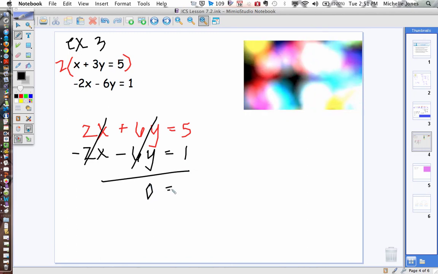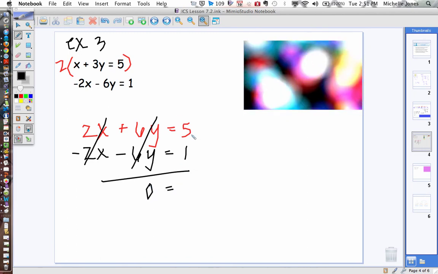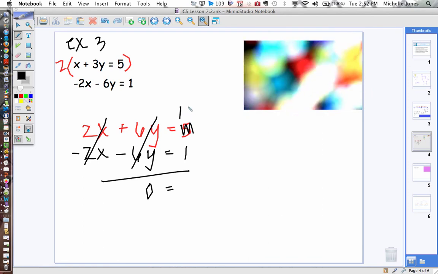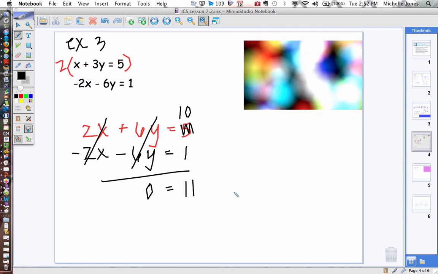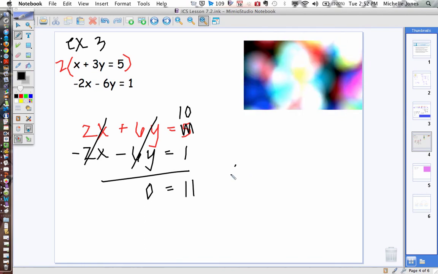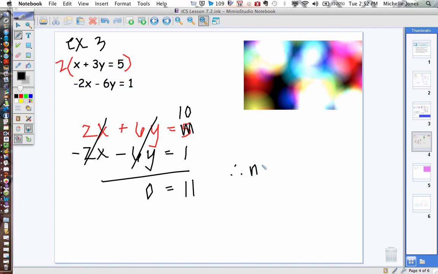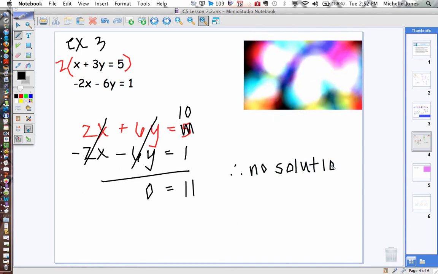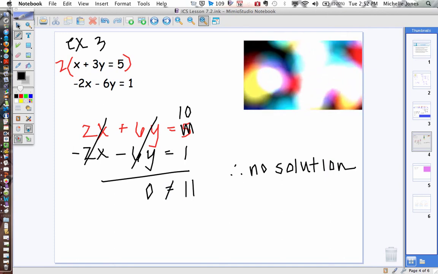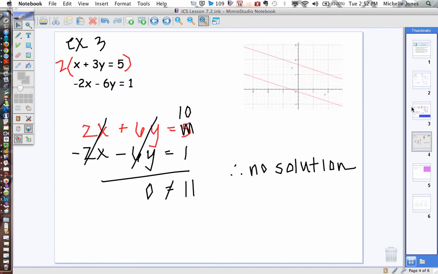So you're left with 0 equals, oops, let's change this to a 10. We're going to multiply the whole thing through by 2. So 0 equals 11. Does 0 equal 11? No. Therefore, this system has no solution. This is what the graph of these two functions look like. They're parallel lines. So therefore, they're never going to intersect anywhere. So they have no solution.